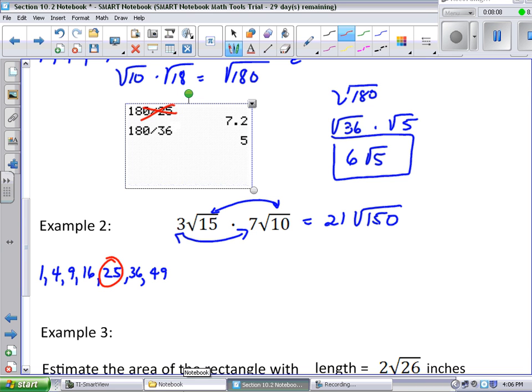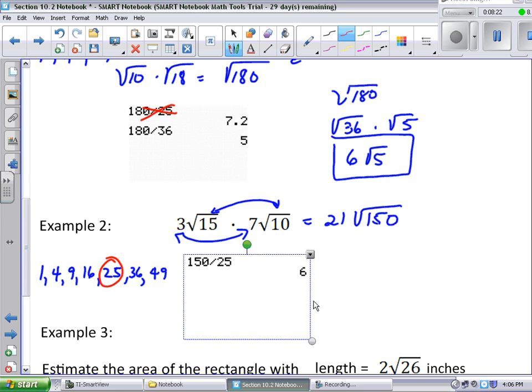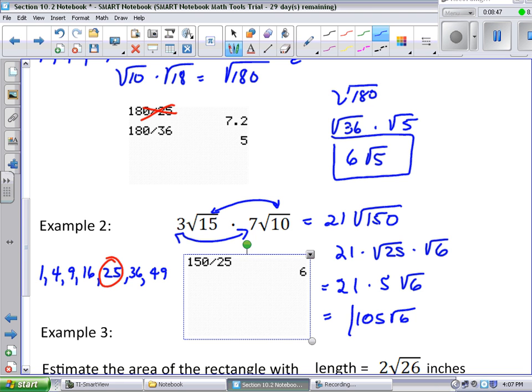Let's get the calculator and check it out. 150 divided by 25 is equal to 6. That is one that I can use. I'll put it right here so that I will have 21, and the square root of 150 is the same as the square root of 25 times the square root of 6. So now I have 21. The square root of 25 is 5 times the square root of 6, which will turn into 21 times 5 is 105 square roots of 6.